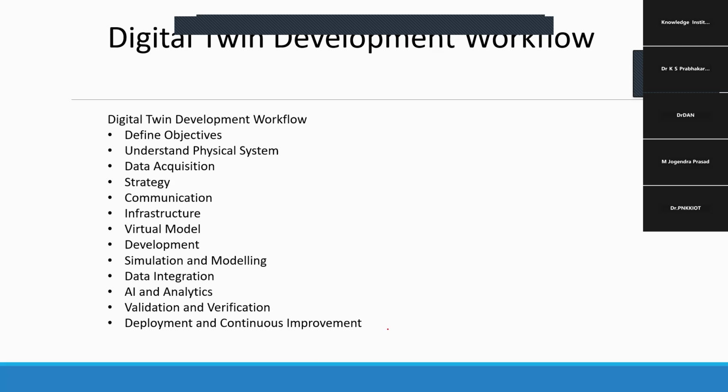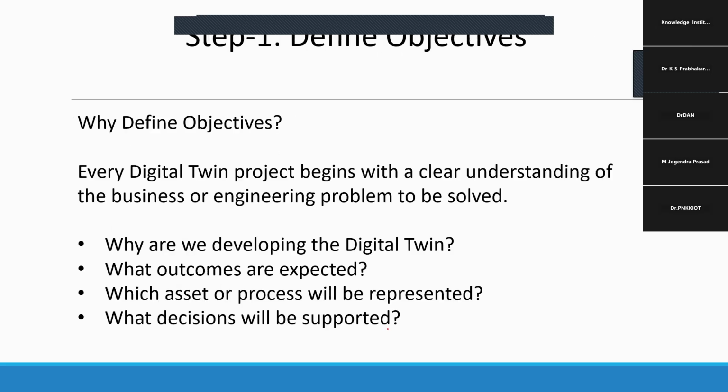So now, the first important step in developing a digital twin is that we need to define the objective. These are all the steps. You can see that one by one we will try to explain this. So let's start with the first step, defining the objective. If you take any twin project, it will begin with a clear understanding of the problem: what we want to solve.